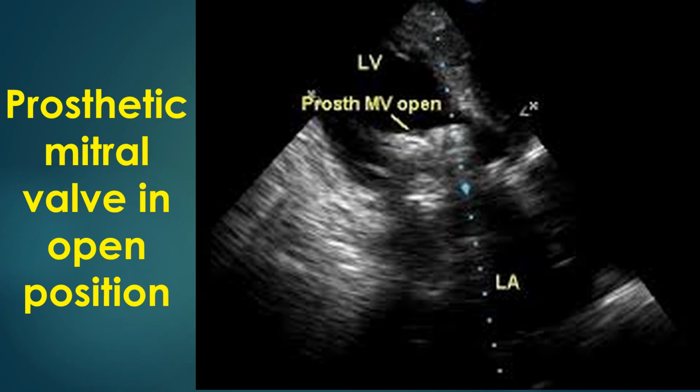See the dense acoustic shadowing behind the valve, which obviously can obscure small vegetations in that region. Getting a transesophageal echo is a way to look at the far side of the prosthetic valve when an endocarditis is suspected clinically. In transesophageal echocardiography, since the transducer is behind the left atrium, the atrial aspect of the prosthetic valve can be imaged without interference by acoustic shadowing.